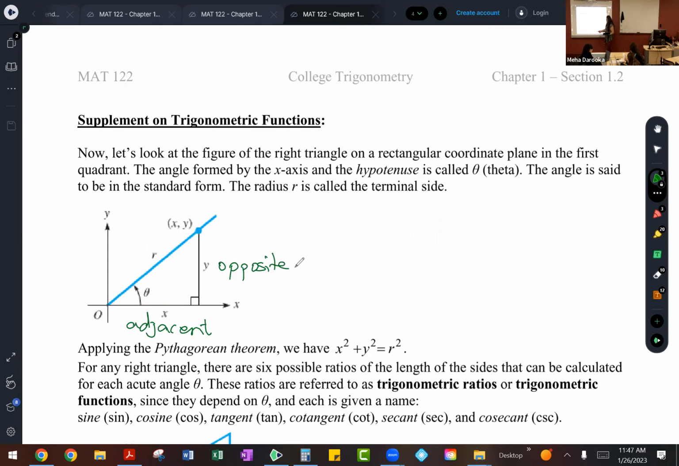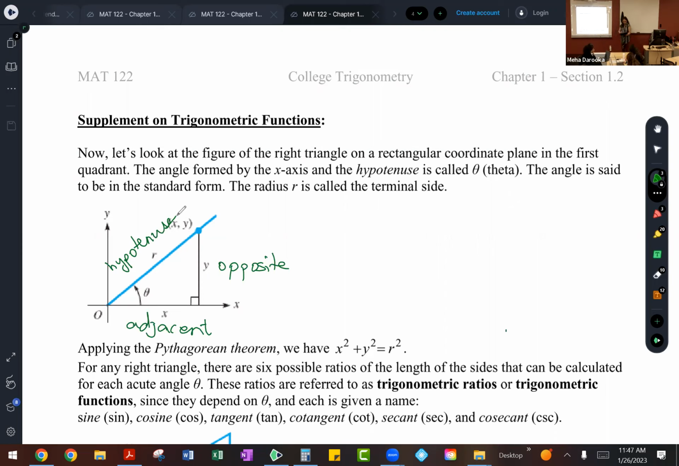And then, of course, you have your 90-degree angle over here. The side across from 90 degrees, and this you should know from your Pythagorean theorem, is your hypotenuse, right? So you have the adjacent side, which is next to the angle, the opposite side, which is across from it. And then, of course, the hypotenuse is the side across from the 90-degree angle.